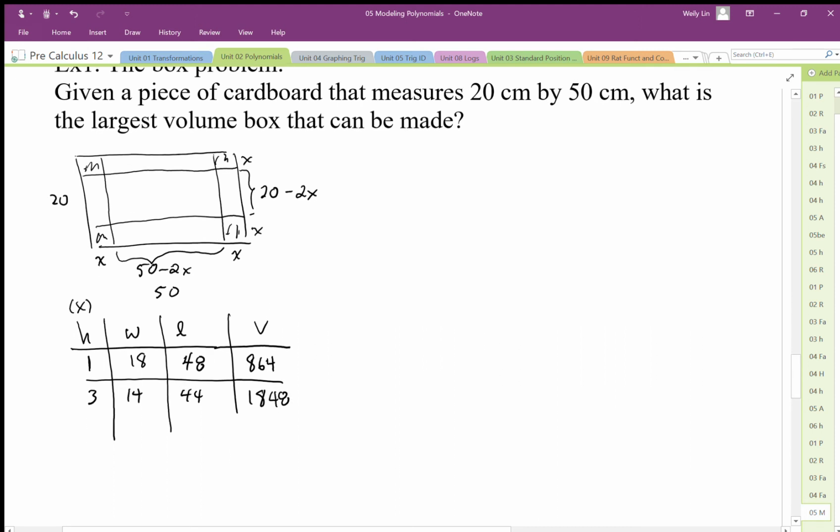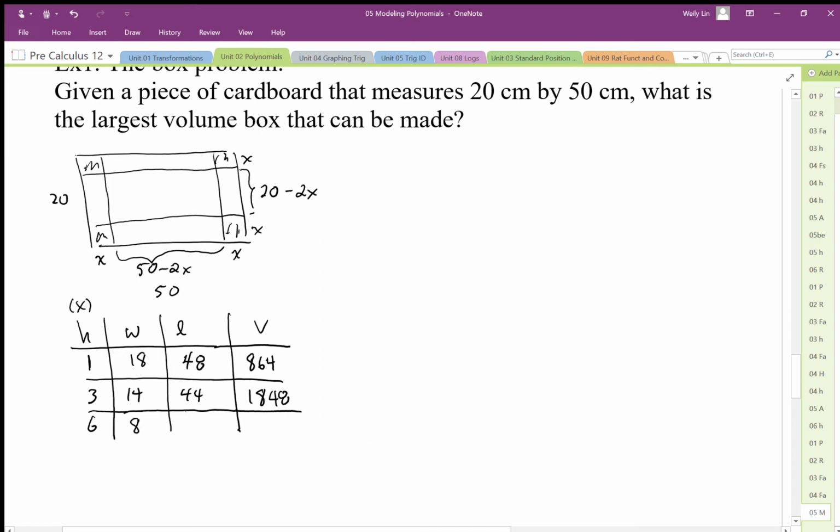I'm going to go 18, I'm going to cut 6 off the corners. Now if I cut 6 off the corners, now it's starting to look kind of narrow this way, because I'm going to end up with 8 centimeters here. This is going to be 38 centimeters there. And if I multiply that together, I get 1824.